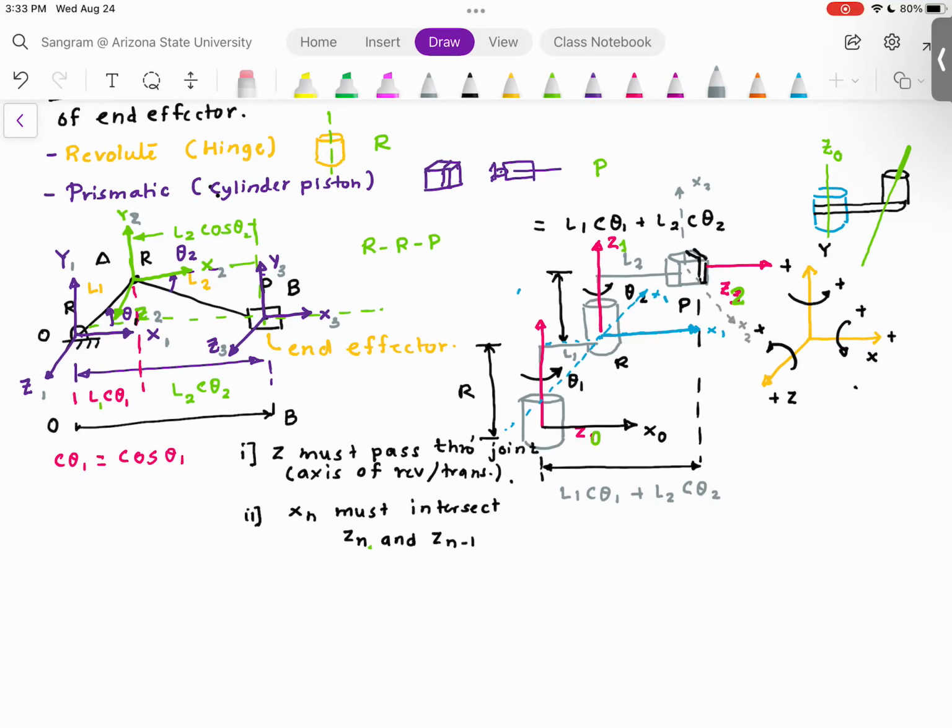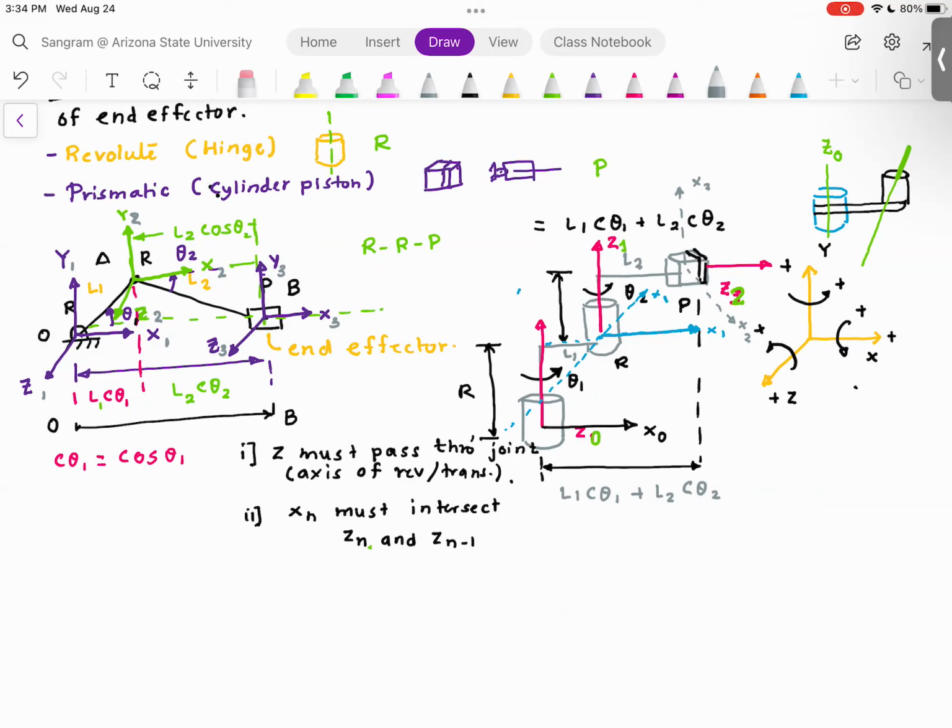Now, unfortunately, for this particular configuration, you will notice whether I choose x2 in one configuration or the other, it is perpendicular to z2, but it's not perpendicular to z1. So this is an exception to the rule, and I will tell you how to take care of a problem like this. But what I want you to understand is these rules must be followed for an appropriate kinematic diagram so that we can perform the forward kinematics and inverse kinematics without any issues.